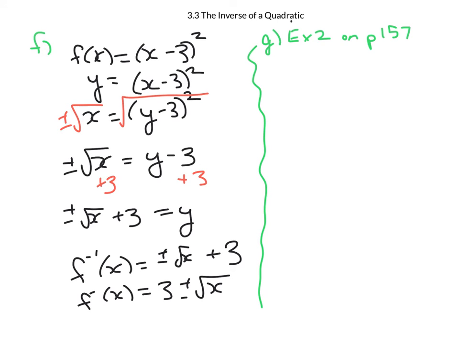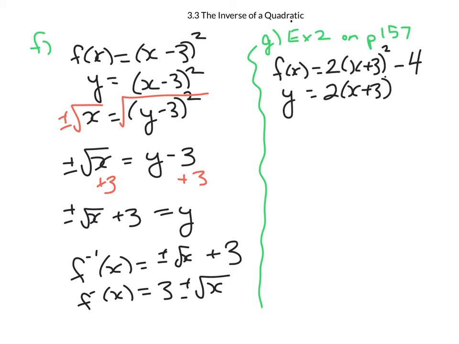Okay, now I think we are ready for example 2 on page 157, where f of x is equal to 2 bracket x plus 3 squared minus 4. Let's follow our steps. Y equals 2 bracket x plus 3 squared minus 4. Instead of y, we write x. So I have x equals 2 bracket. Instead of x, I write y plus 3 squared minus 4.